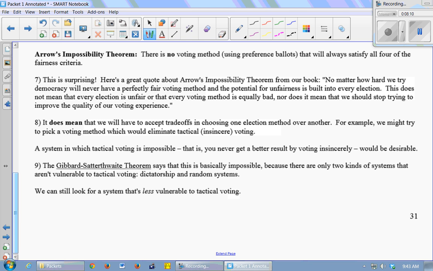So a system in which tactical voting is impossible, that is, you never get a better result by voting insincerely, would be desirable.